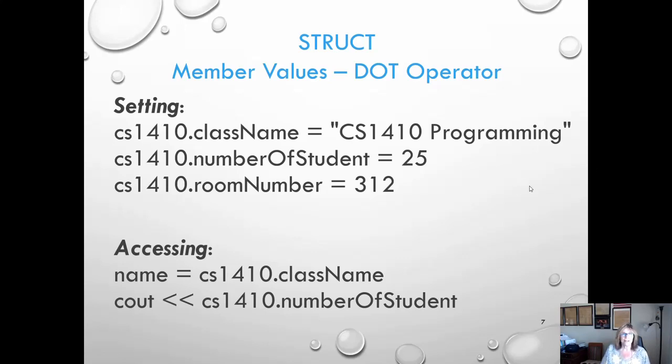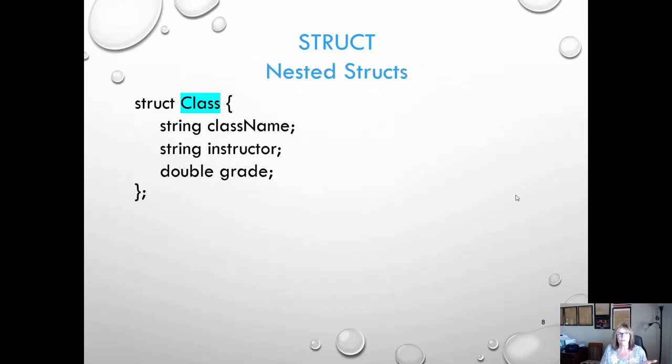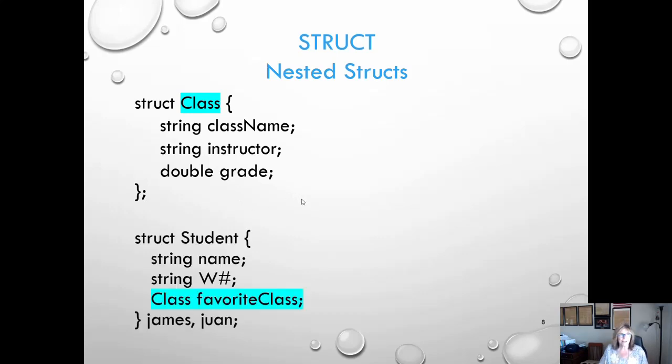We're going to find out that we can actually nest structures inside of one another. Here's an example of a class struct. It seems like a single class would have the name of the class, the instructor, and the grade. I see different data types in here, and my semicolon at the end of my closing curly brace. But now I'm going to create another struct, and one of the members of the student struct is actually going to be a struct itself. A student probably has a name, a W number, and they might have their favorite class. So I'm going to create a variable of the class struct and call it favorite class.